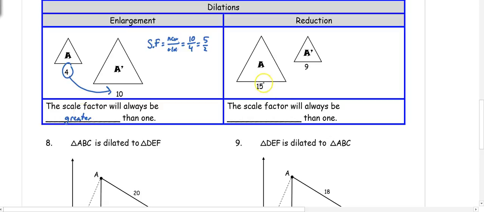For a reduction, we move from a bigger figure to a smaller figure. So to find our scale factor again, it's still the same ratio. It's still the new over the old. So we have 9 over 15, and that reduces to 3/5. So whenever you're doing a reduction, your scale factor is always going to be less than 1.